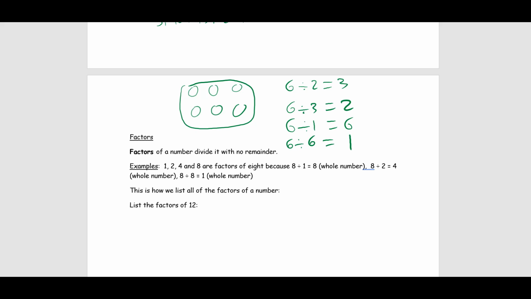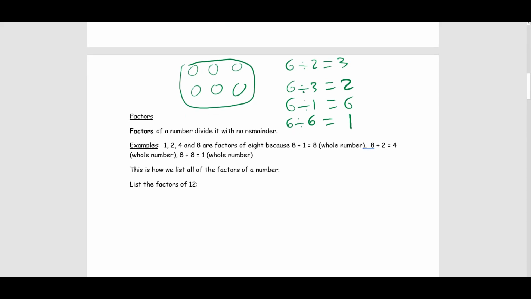Are there any other ways to group my sweets? Can I group them into any other amounts? Well, I can't, not without leaving remainders. So we can say that the factors of 6 are 1, 2, 3, and 6. Those are the numbers which will divide 6 exactly.